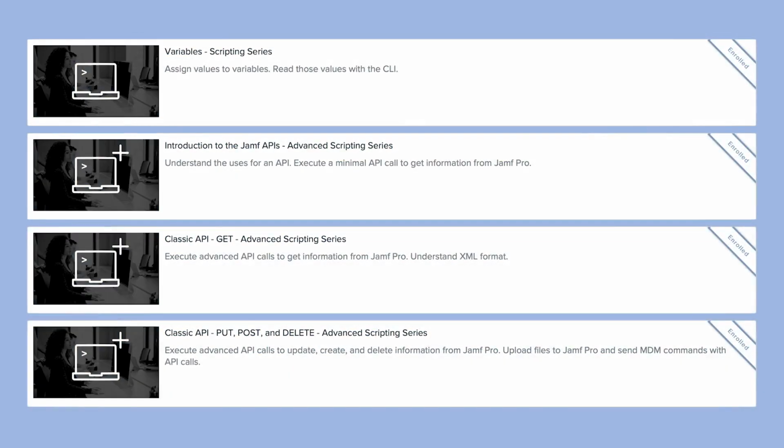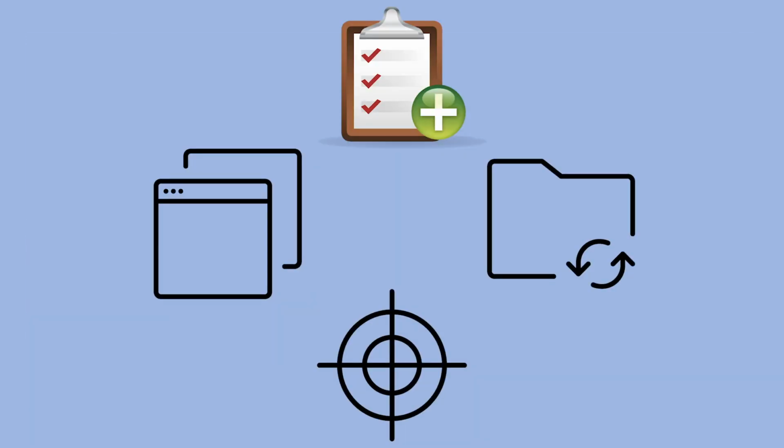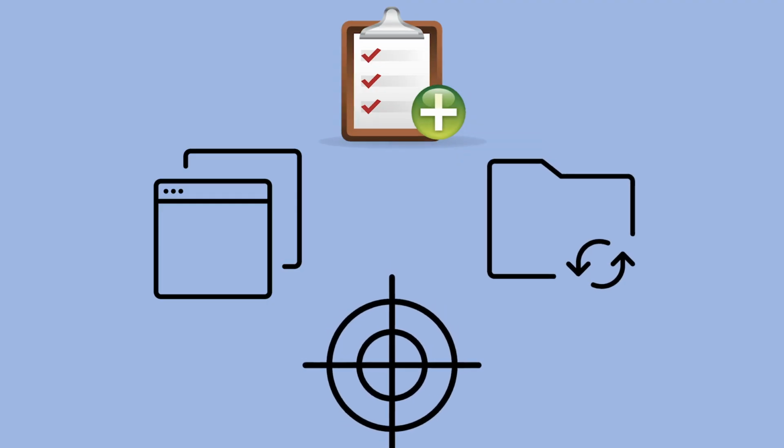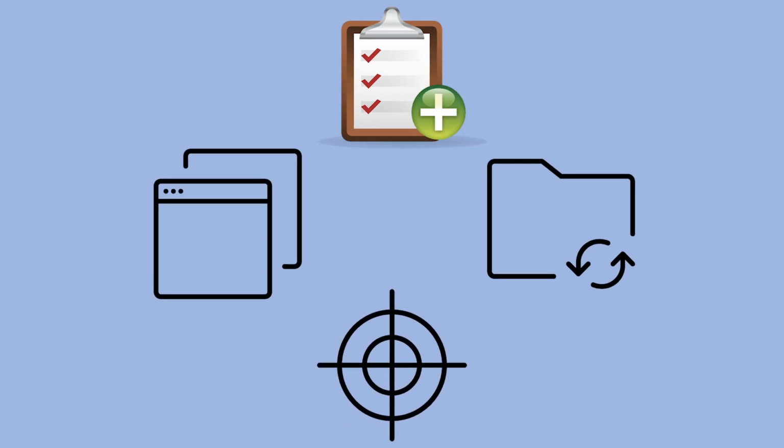If you haven't already, we highly recommend checking out our videos on variables and the API in the Scripting and Advanced Scripting series. Before writing this script, it's important to understand the full structure of this workflow because it involves multiple areas of Jamf Pro working together. These areas include extension attributes, smart groups, scope, and policies, so we recommend checking out videos covering those topics beforehand if you're unfamiliar with any.